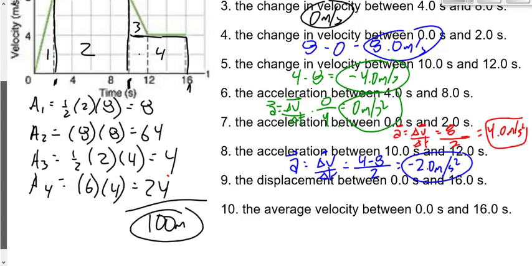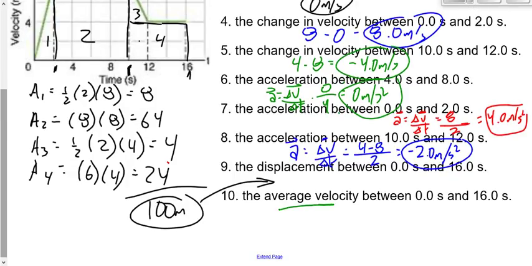And finally, number 10, the one that I haven't gone over with you, the little bit of a challenge question to see if anybody could figure it out. Anybody think they have an answer for number 10? Yeah? You take the displacement you just found and just divide it by the total. Yes.